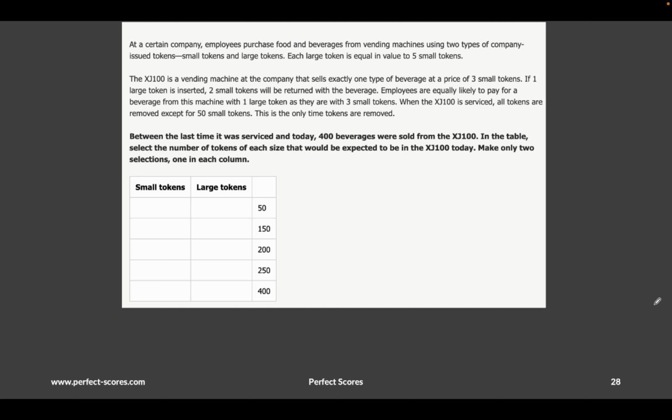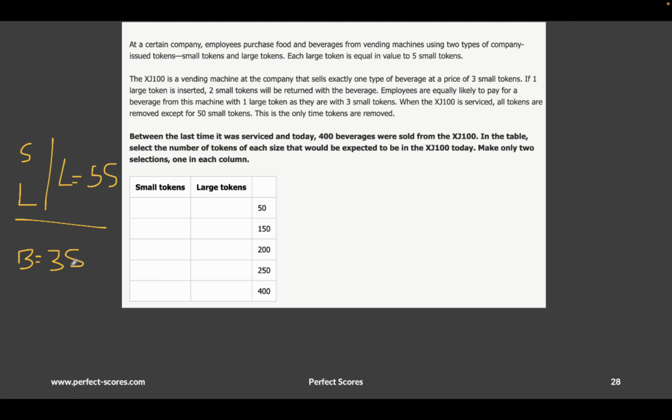So it says, at a company, employees purchase from a vending machine. I'm going to declutter the question here. I'm not going to read unnecessary information. So you have small tokens and large tokens, and one large is equal to 5 small tokens. So large is equal to 5 times small. There's a vending machine where they sell a beverage, which is equal to 3 small tokens. And if 1 large token is inserted, 2 small tokens will be returned. So that's the way it works.